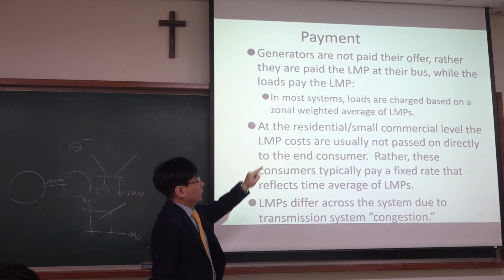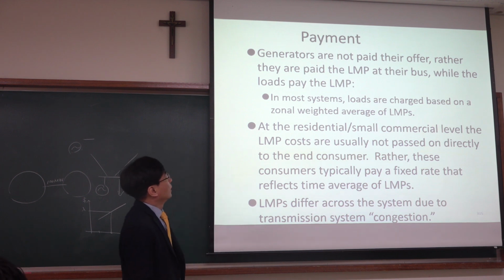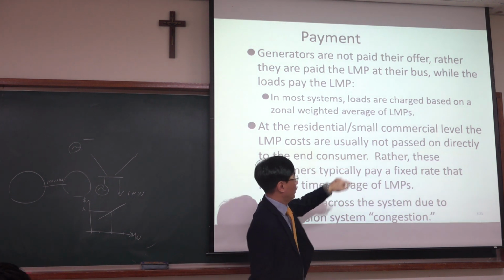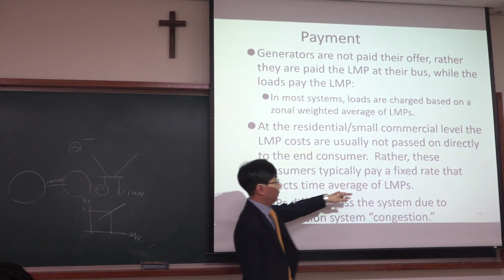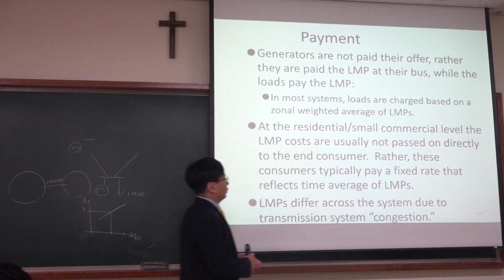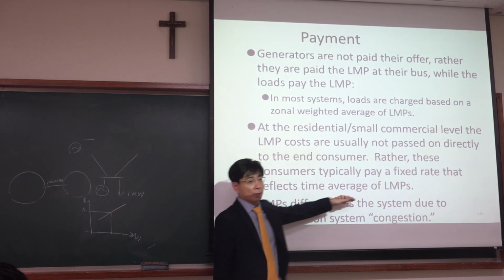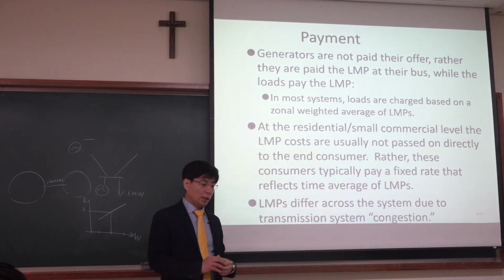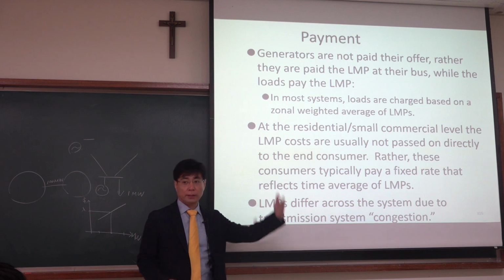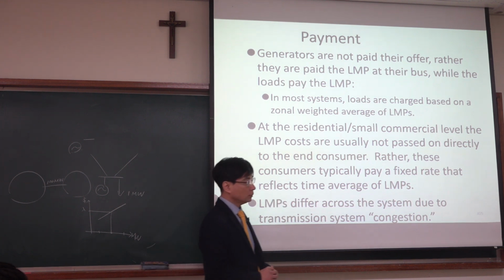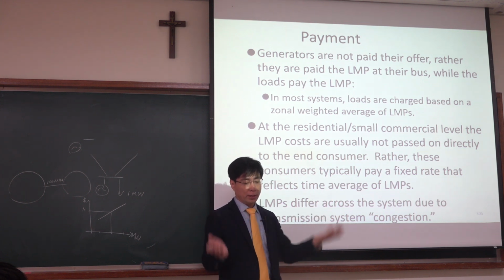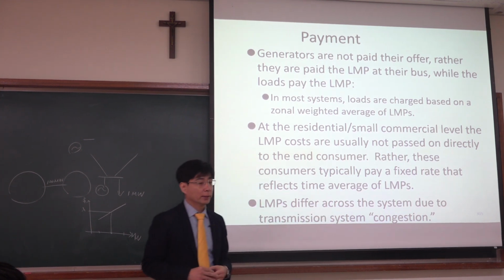And at the residential or small commercial level, the LMP costs are not usually passed on directly to the end consumers. Rather, these consumers typically pay a fixed rate that reflects the time average of LMP. So as a residential customer, you are not exposed to the fluctuation of LMP, right? You just know for one month, based on the total amount of energy you pay, right?